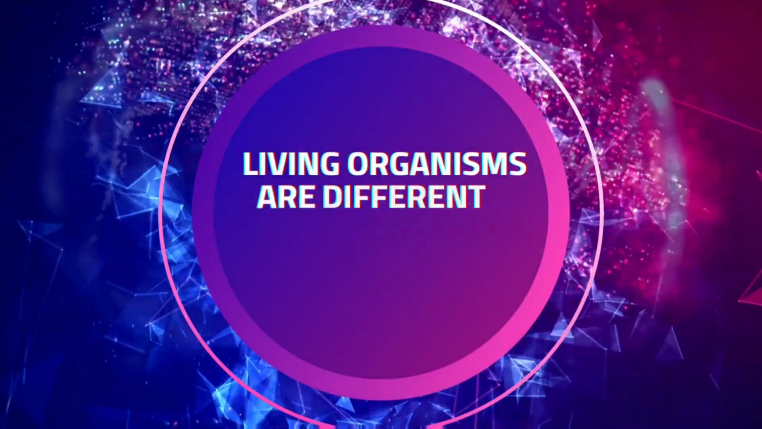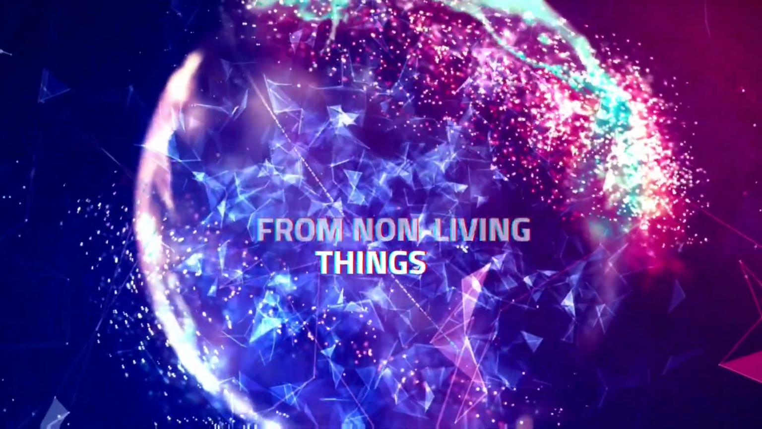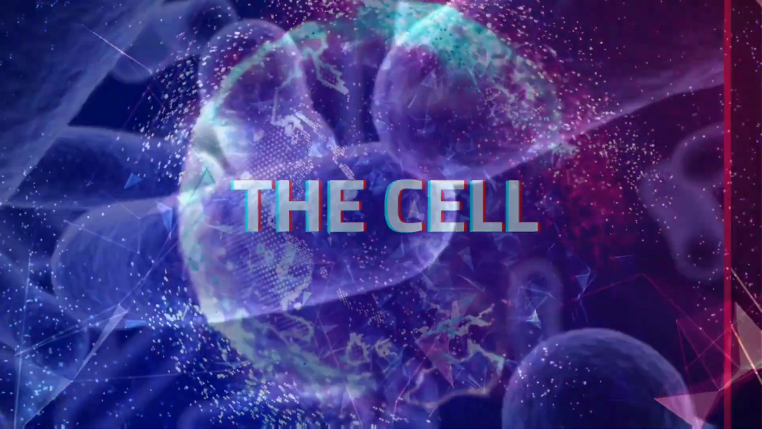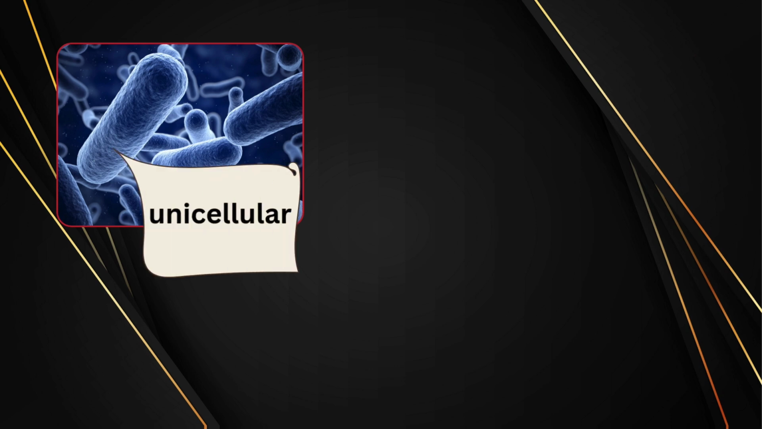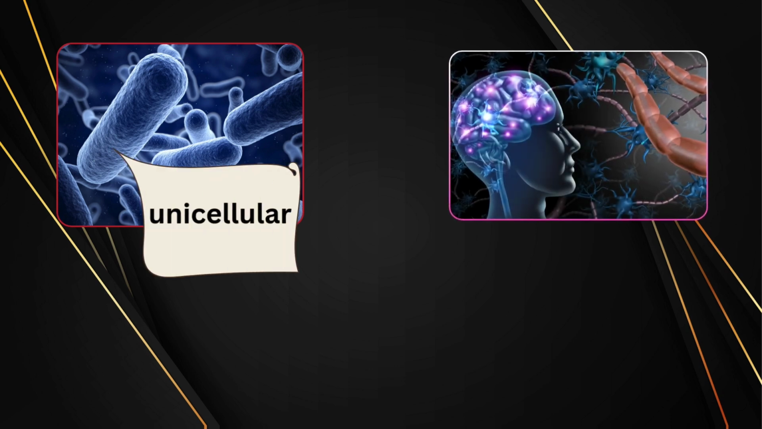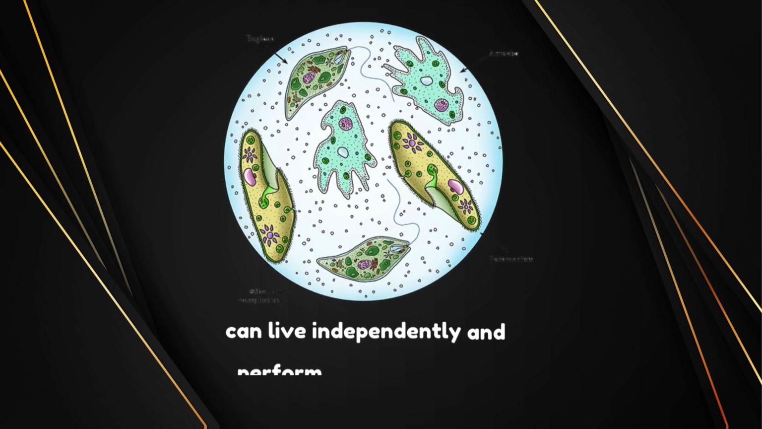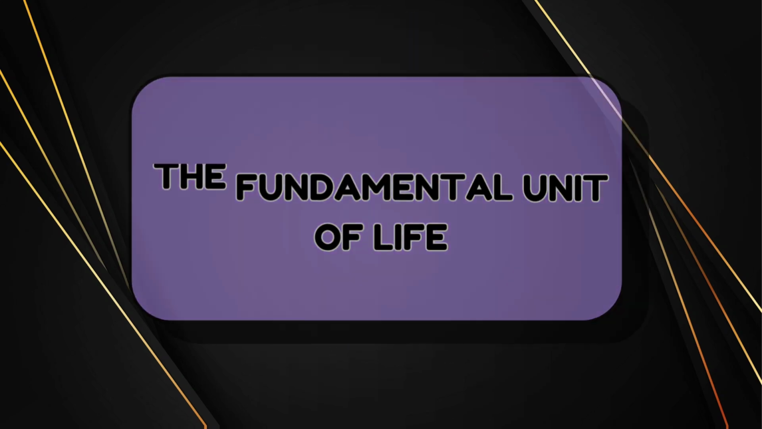Have you ever wondered what makes living organisms different from non-living things? The answer lies in cells, the basic units of life. While some organisms, like bacteria, consist of just a single cell, unicellular, others, like humans, are made up of trillions of cells working together, multicellular. Even a single cell is capable of performing all essential life functions. That's why the cell is considered the fundamental unit of life.